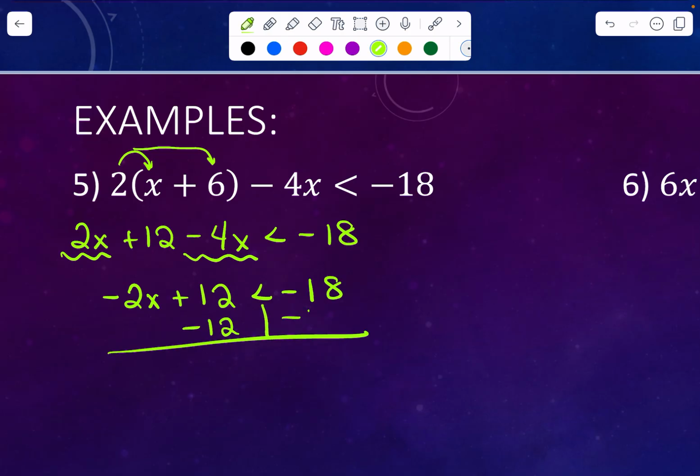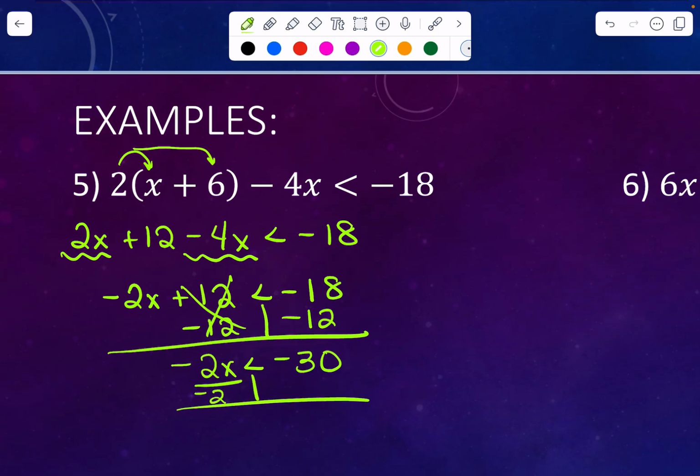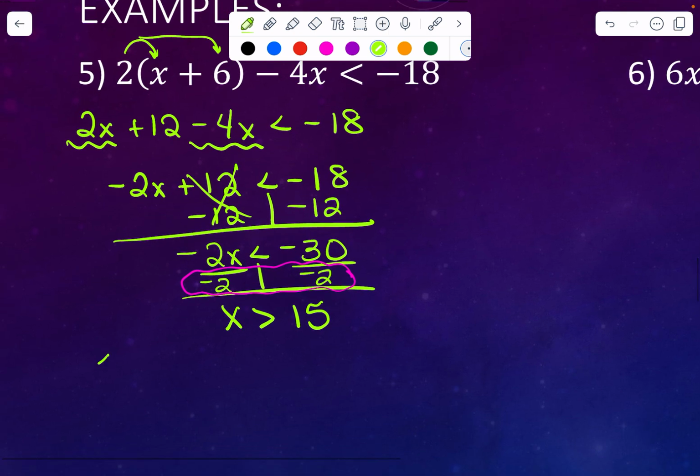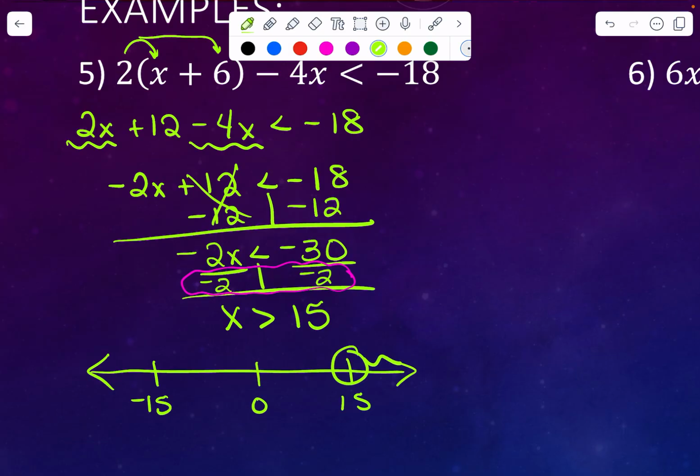Now I'm going to minus 12 from both sides. So I get a negative 2x is less than a negative 30. I'm going to divide by a negative 2. So x, now here's where our rule comes in again. We divided both sides by a negative, so it flips that inequality. Negative 30 divided by a negative 2 is a positive 15. So then I come down here to graph it. I have negative 15, 0, and 15. Open circle, shade to the right, because x is greater than the 15.